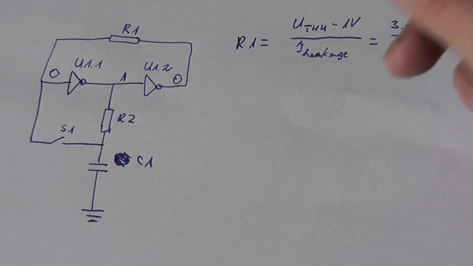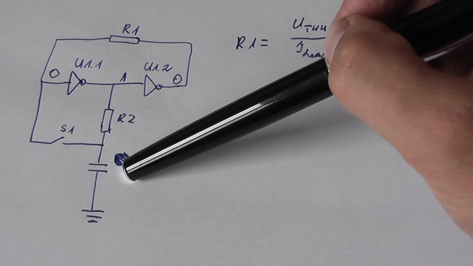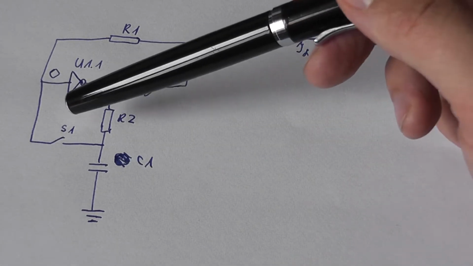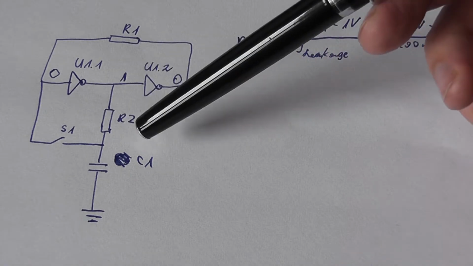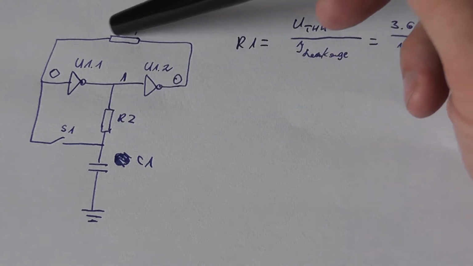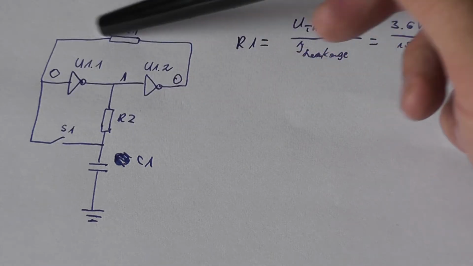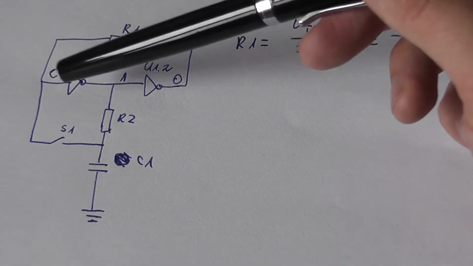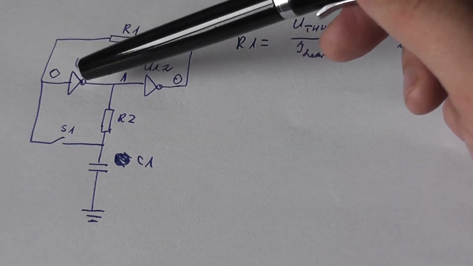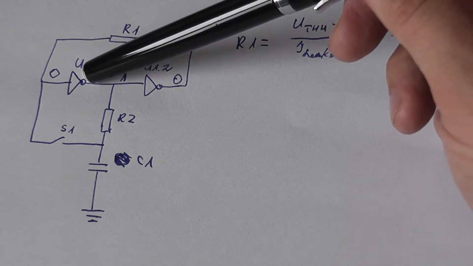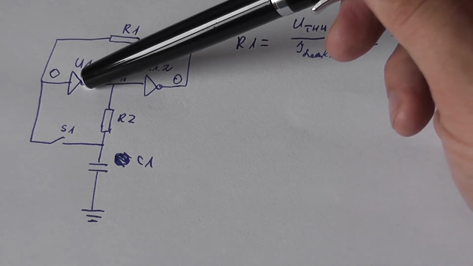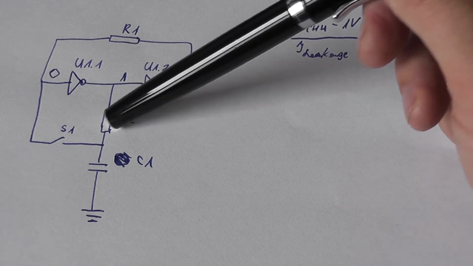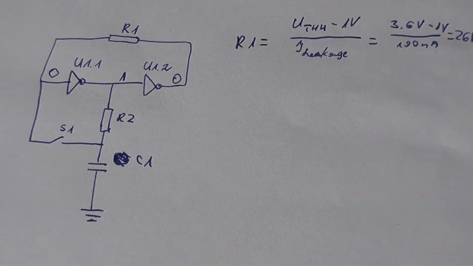R2's job is to charge C1, but when button S1 is pressed, R2 and R1 form a resistor divider, which might change the input level of U1. We must not allow this to happen. So, R2 value is calculated as follows.